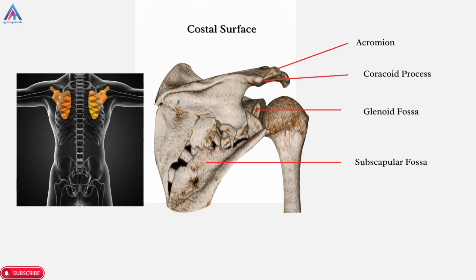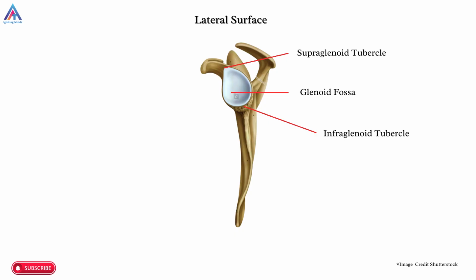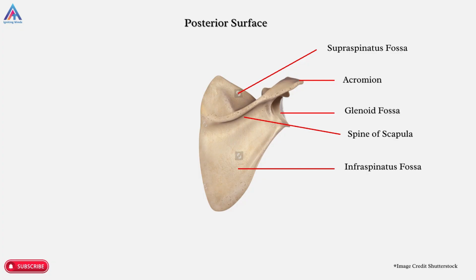The scapula's costal surface features the acromion, the coracoid process, the glenoid fossa, and the subscapular fossa. The lateral surface of the scapula includes the supraglenoid tubercle, the glenoid fossa, and the infraglenoid tubercle. The scapula's posterior surface includes the supraspinatus fossa, acromion, glenoid fossa, spine of scapula, and infraspinatus fossa.